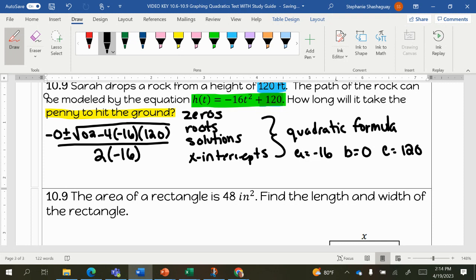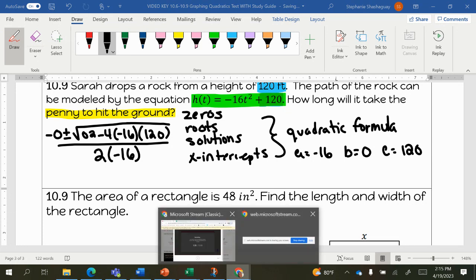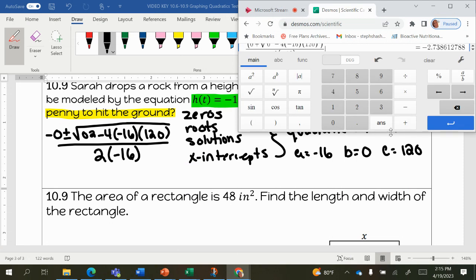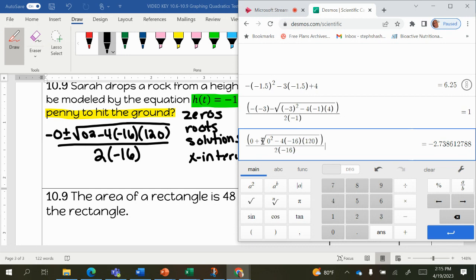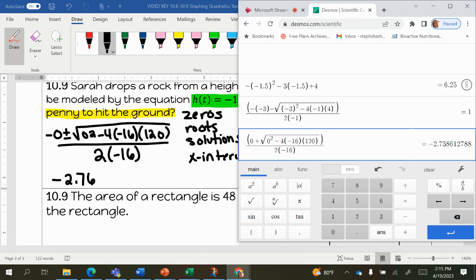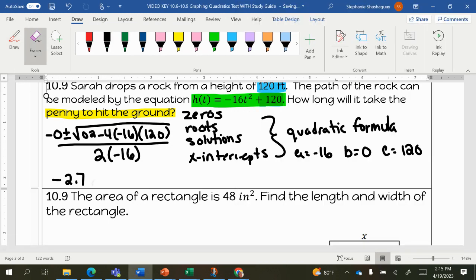So when I put that into the Desmos scientific calculator, it looks just like this, okay? 0 plus the square root of 0 squared minus 4 multiplied by negative 16 multiplied by 120 divided by 2 multiplied by negative 16. And the first answer I get is negative 2.73. Sorry. So that's just going to be negative 2.7 because I'm going to round to the nearest tenth.